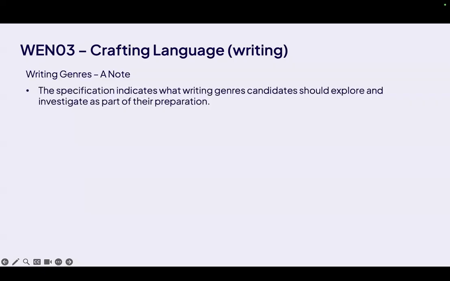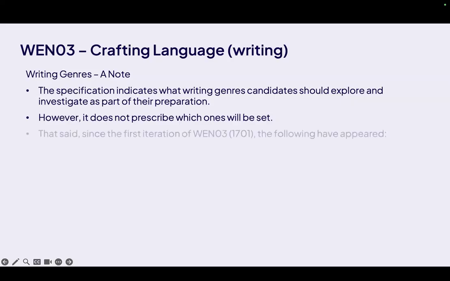So the writing genres, the specification indicates what writing genres they should explore and investigate as part of their preparation. I do apologise, I seem to have a croaky throat. So students need to have covered lots of different genres. They will have done this down the school for their GCSE, for example. And it doesn't prescribe, though, which ones are going to be set for the A-level. So they have to cover the following.